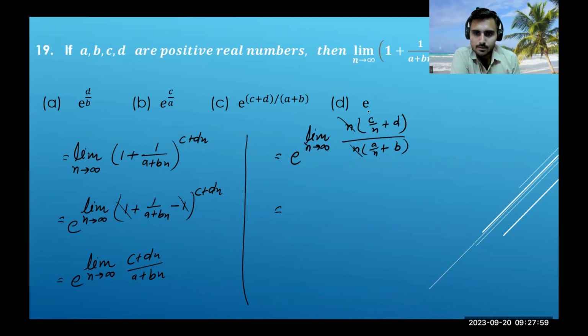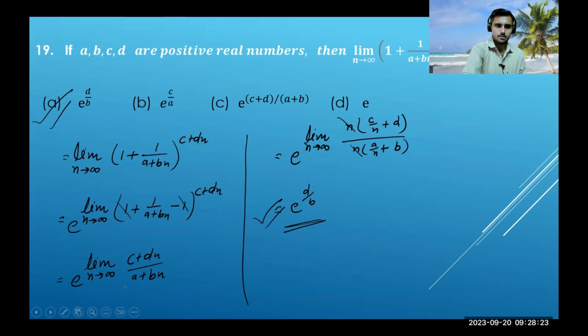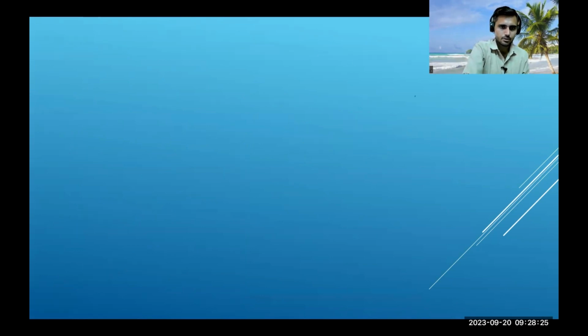So we'll put limit n tends to infinity here. Substitute the limit, so it will give us 0, and then 0 plus d, and here also we'll get 0 plus b, which is b. So e raised to the power d upon b. I think that's the answer. So d upon b, so option A, right? That's all. And that was question number 19.